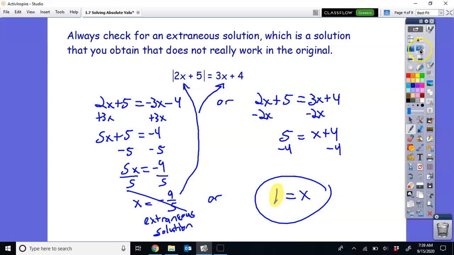Again, I'm probably not going to try to trick you too much with those, because I just want you guys to know some basic absolute value equations.